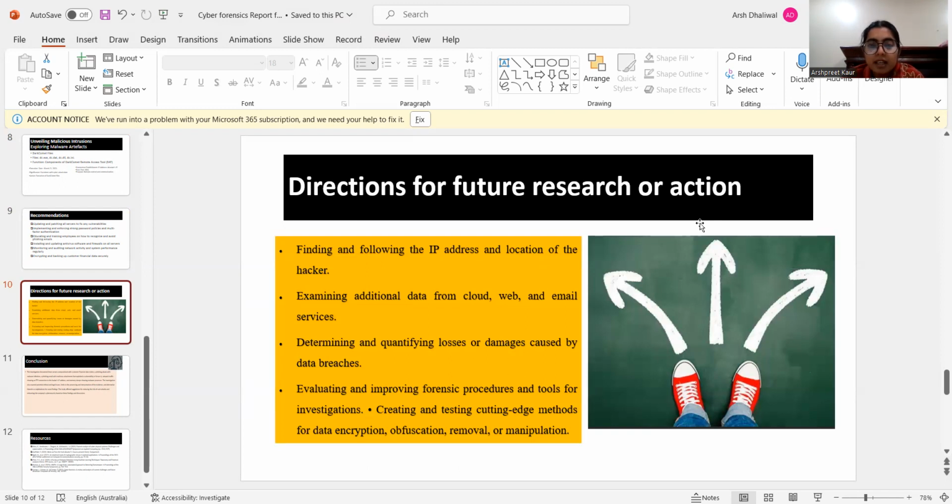This slide is about directions for future research or action: finding and following the IP address and location of the hacker, examining additional data from cloud, web, and email services, determining and quantifying the loss or damages caused by the data breach, evaluating and improving the forensic processes and tools for investigation, and creating and testing cutting-edge methods for data interpretation, removal, and presentation.